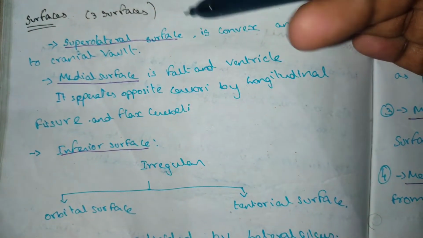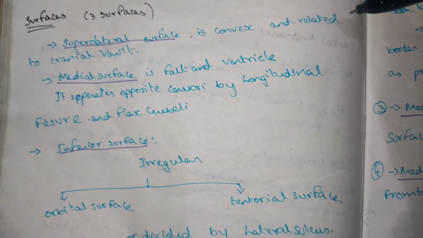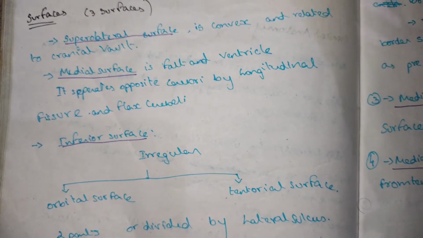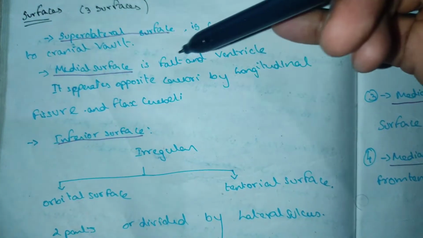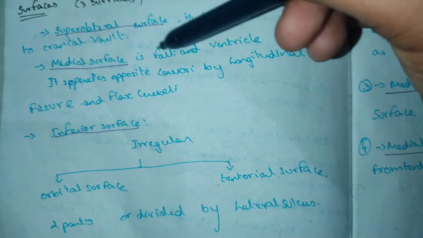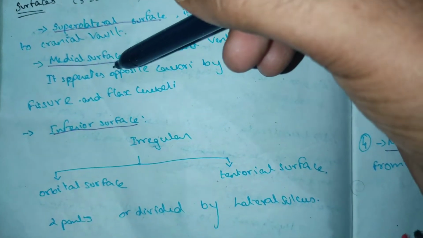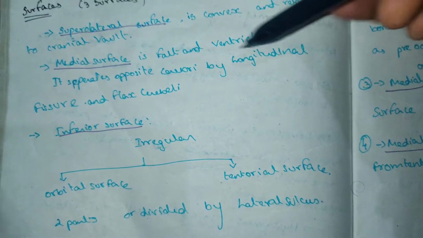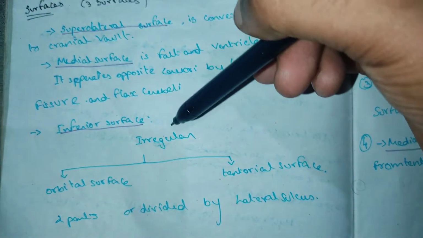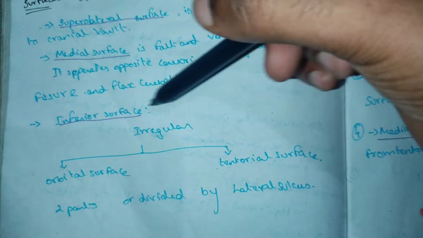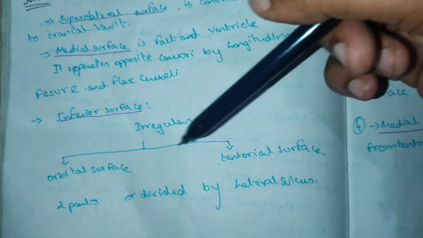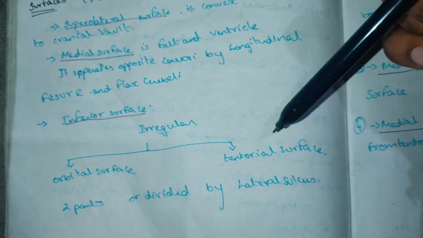The three surfaces are the supralateral surface, which is convex and related to the cranial wall, and the medial surface, which is flat and has the ventricle in it, and it separates the opposite cerebral hemisphere by the longitudinal fissure and falx cerebri. The inferior surface is irregular, and is separated into the orbital surface as well as the tentorial surface. The two parts are divided by the lateral sulcus.